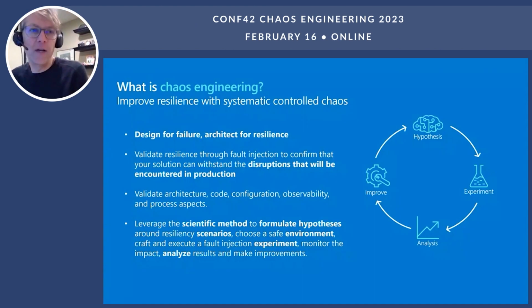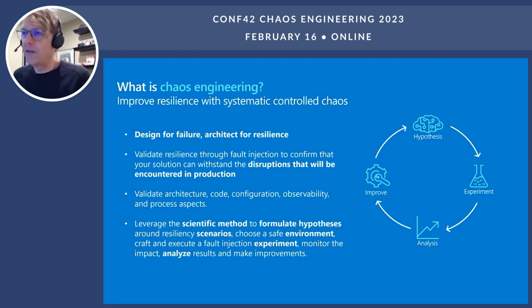And this is where chaos engineering comes in. Chaos engineering is a practice that has evolved over the last decade of subjecting your application and services to the real world outages and disruptions that they will face in production. You've designed for failure, you've architected for resilience. Make sure that you can stand up to the disruptions that will be encountered.